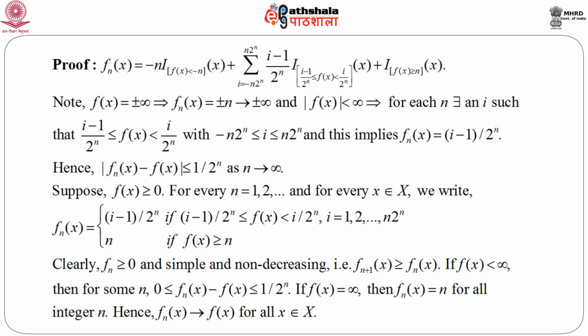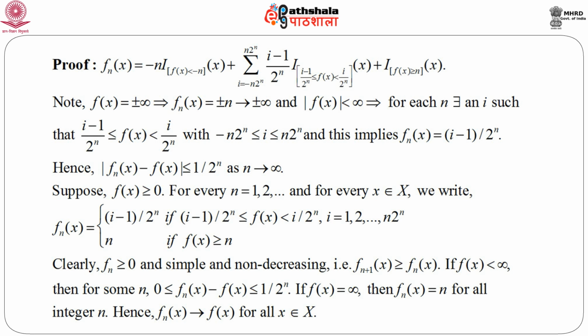Again, following the proof just now, clearly each f_n(x) is greater than or equal to 0 for every n, it is simple and it is non-decreasing. That means, f_{n+1}(x) is greater than or equal to f_n(x). And moreover, if f(x) is less than infinity, then obviously for some n, f(x) minus f_n(x) lies between 0 and 1 by 2 to the power n. And if f(x) equals infinity, then we can choose f_n(x) equals n for all integer n. So, under both situations, when f(x) is less than infinity or when f(x) equals infinity, f_n(x) goes to f(x) as n goes to infinity for every x belonging to capital X. So, hence the proof is complete.